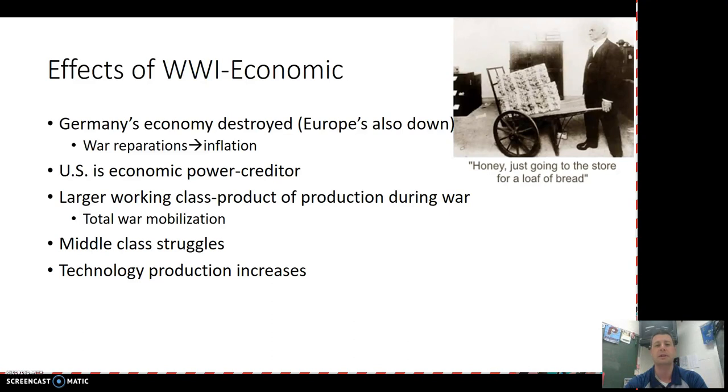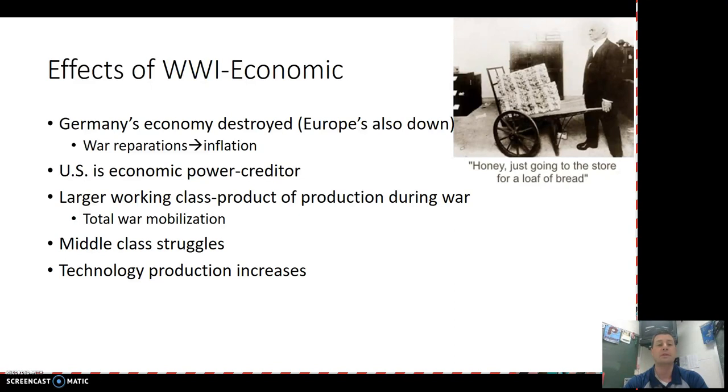And so you see that image over there on the right. That's an actual image of a German going to the store to purchase some food. The value of the Deutschmark becomes so devalued because the solution is just print more money. That is going to lead to inflation.